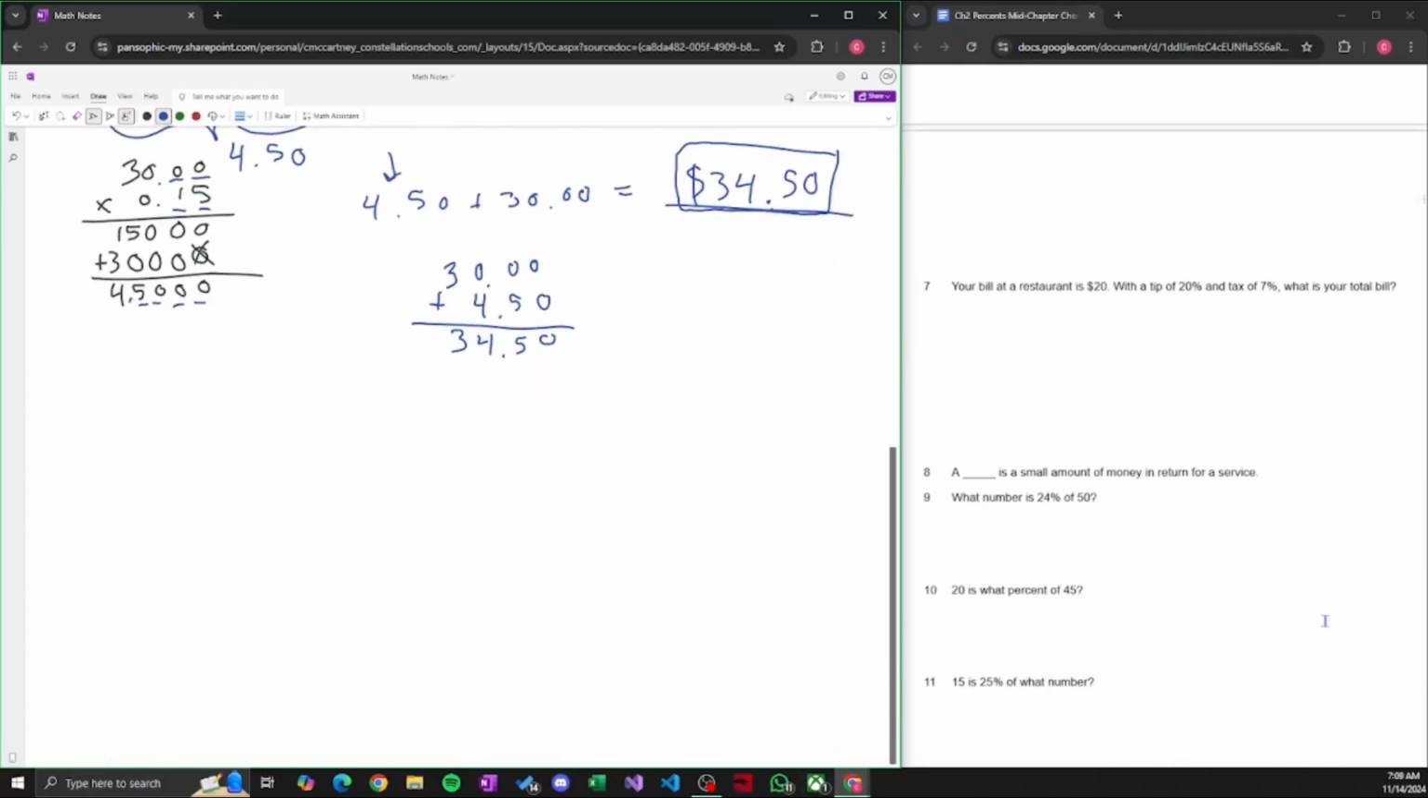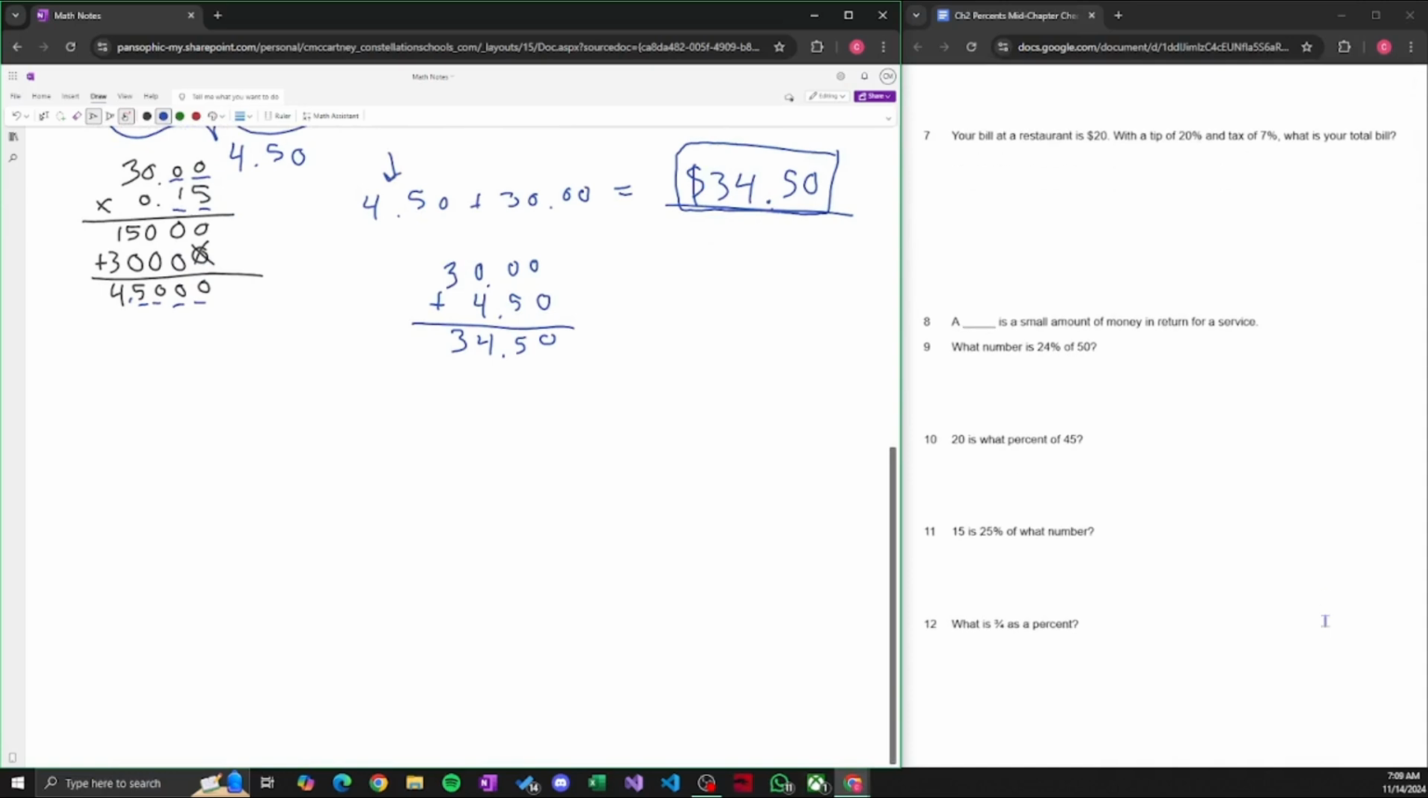Let's move on. Number 7. Number 7, your bill at a restaurant is $20 with a tip of 20%. And tax is 7%. What is your total bill?